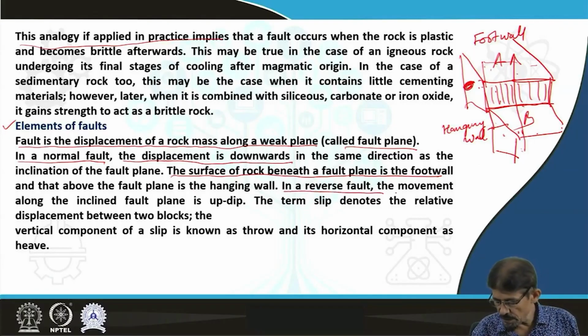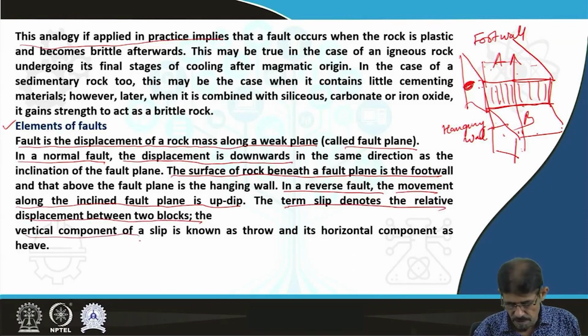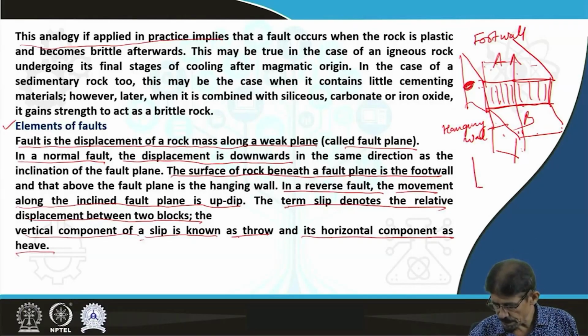In a reverse fault, the movement along the inclined fault plane is up dip, and the term slip denotes the relative displacement between the two blocks. The vertical component of slip is known as throw, and the horizontal component of displacement is known as heave. This part is known as heave, and this part is known as throw.